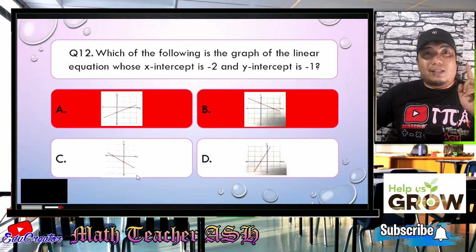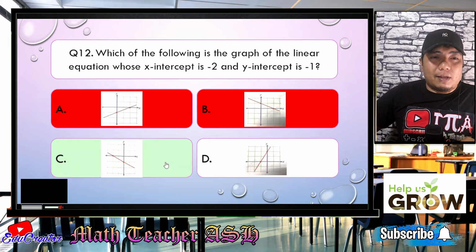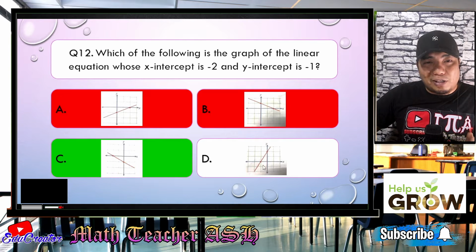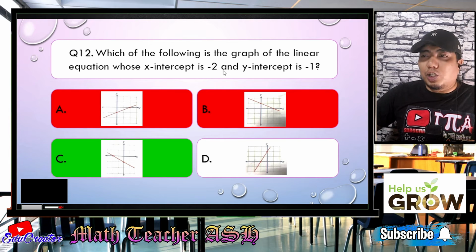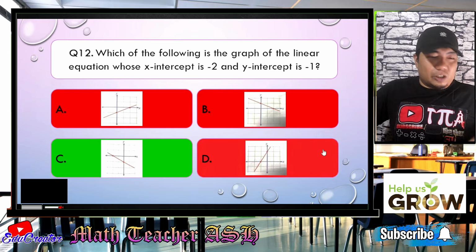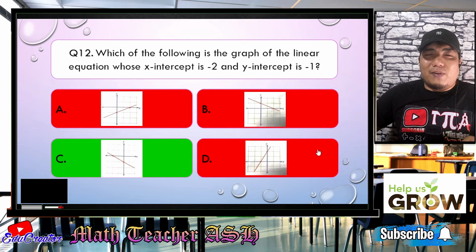That's correct. So this is our correct answer, my dear math learners. Alright, so how about letter D? Letter D has an x-axis of -1. However, our question is -2. So this is also wrong. Easy, right? Very easy, my dear math learners.